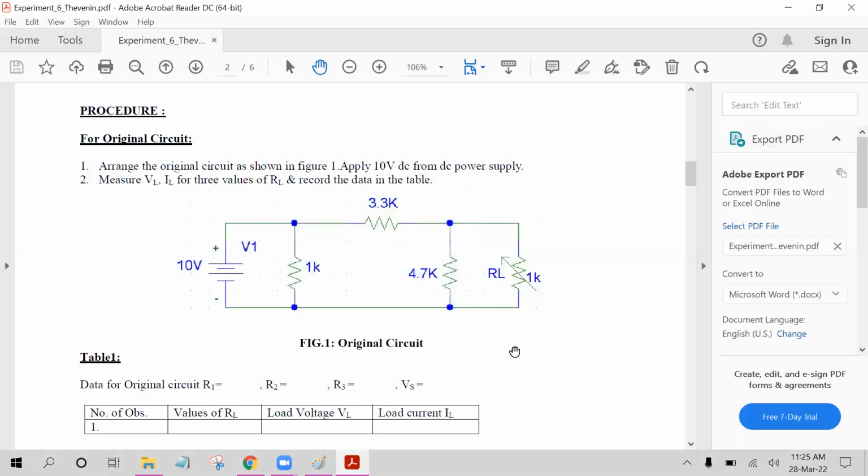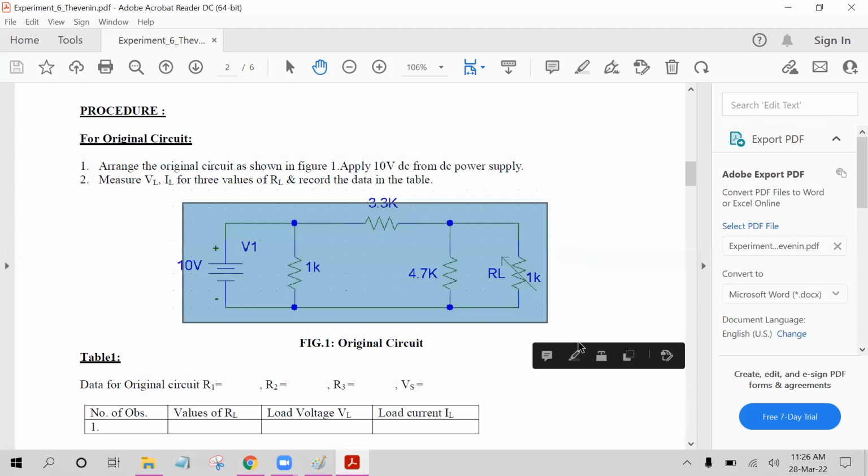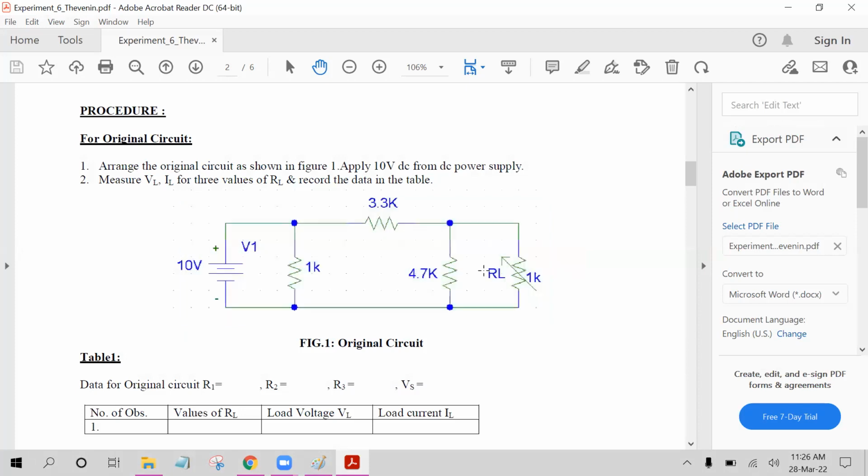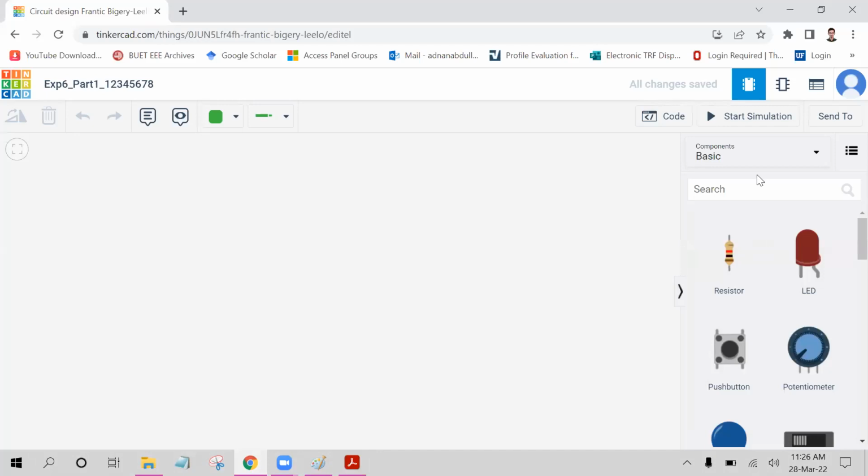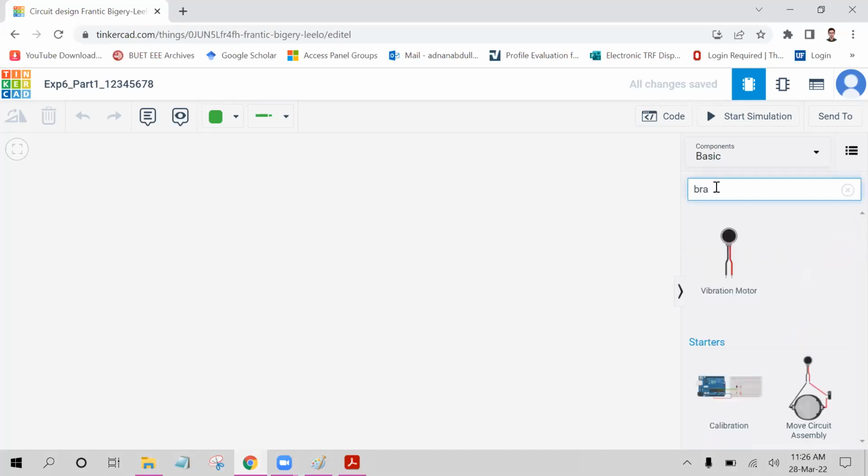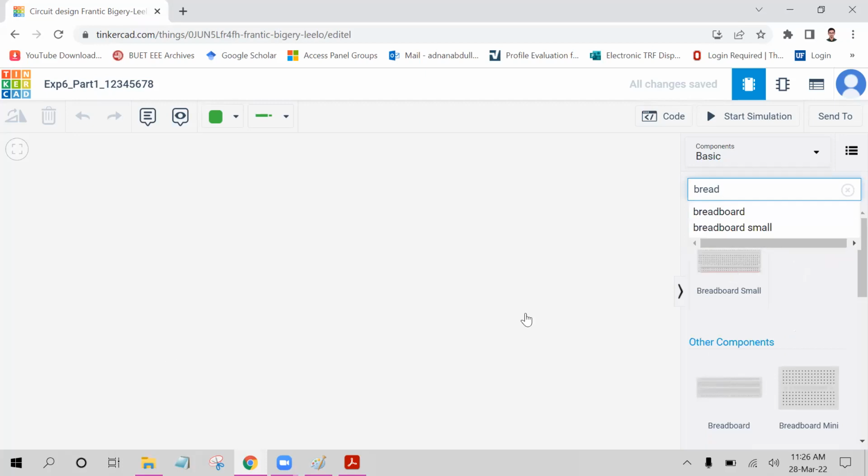Okay, everyone, please be attentive now. We have to build this circuit in Tinkercad. So we have shown many samples of circuit before your mid exam. I hope this one wouldn't be difficult for you. So I am just doing it a bit quickly. Please try to follow me and also complete your own circuit.